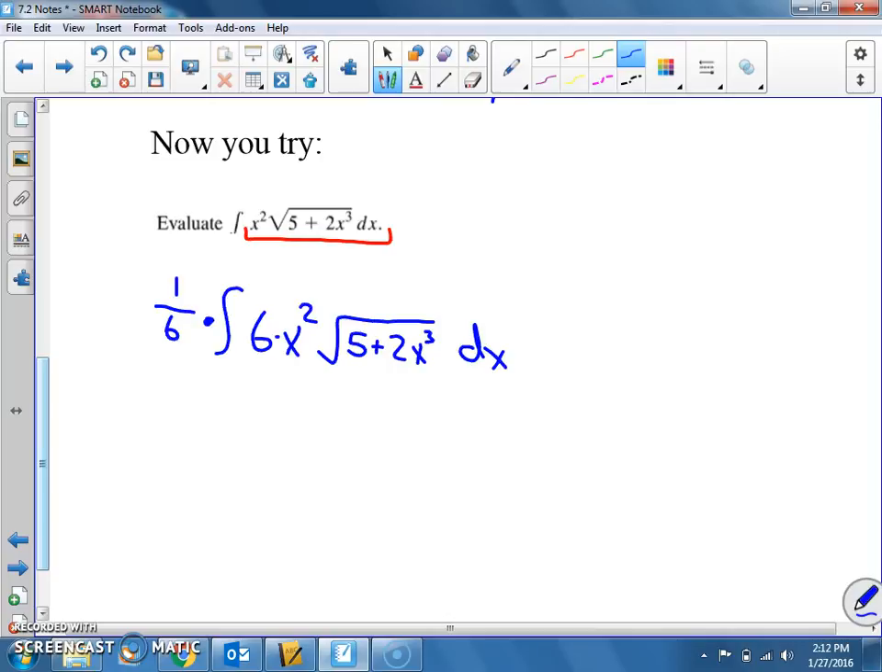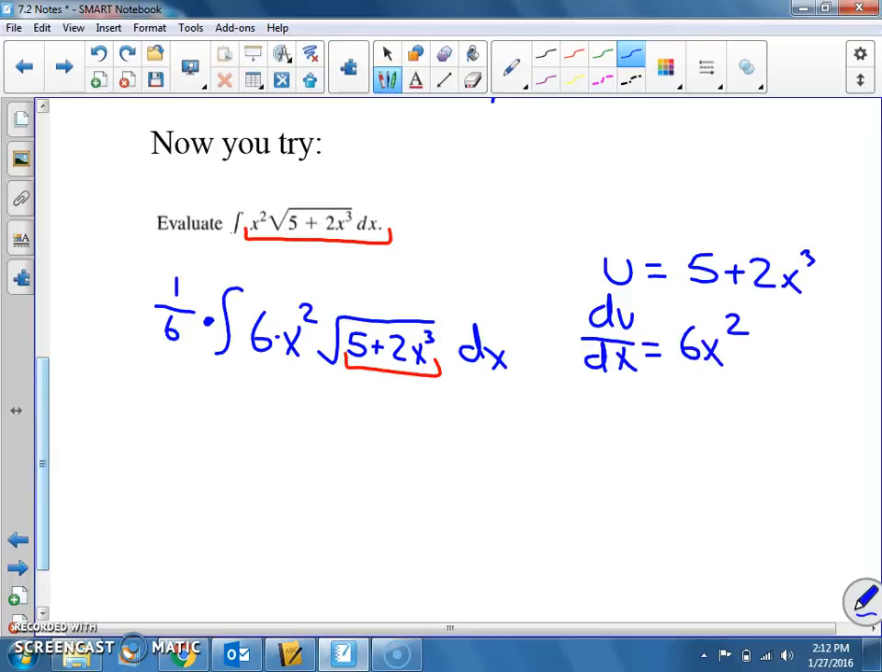Now, what part is going to become the u? The inside here. 5 plus 2x to the third is going to become a u. Well, no, it's going to be radical u that is our thing. So our u is 5 plus 2x to the third, and du dx would then be 6x squared. So I have u and I have my du dx within the problem.